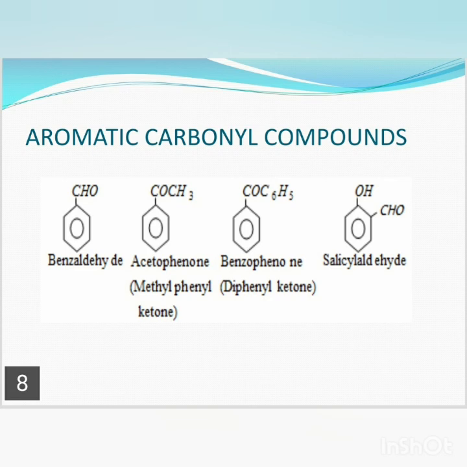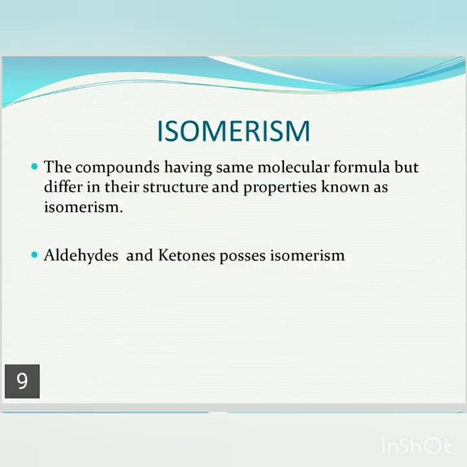Right. And the next one is isomerism. So what is isomerism? Do you know what isomerism is? Yes. Compounds having the same molecular formula but differing in their structure and properties are known as isomers, and the phenomenon is isomerism. Here, aldehydes and ketones possess isomerism. Do you know the types of isomerism? Yes, we have mainly two types of isomerism, that is structural isomerism and stereoisomerism.